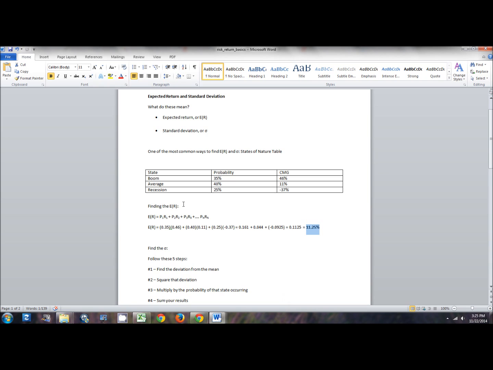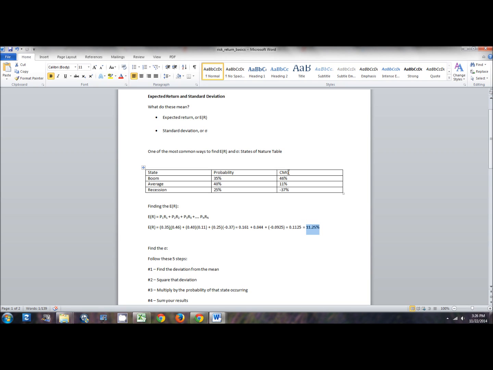When you have a states of nature table, when you're doing expected return or standard deviation, just put everything in as a decimal. Do not put anything in as a percent. So 35%, don't put 35 there, put 0.35. If you put all your percentage numbers in as decimals, whether they be a return or a probability, you will never get the wrong answer. You will always be on track.